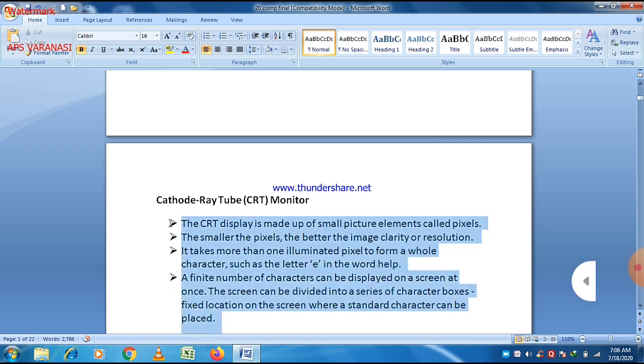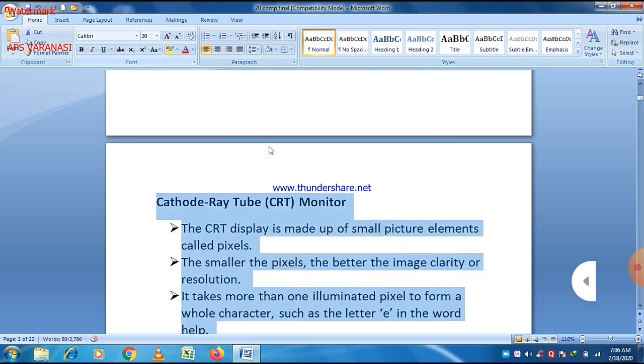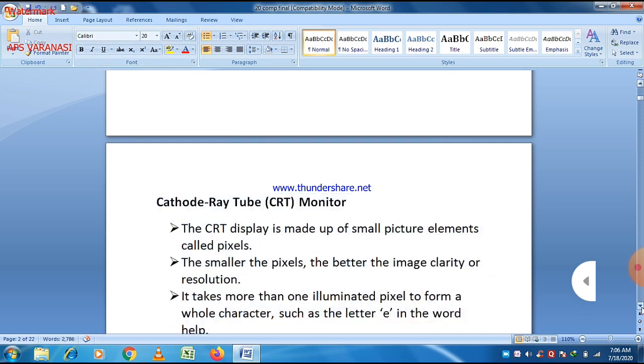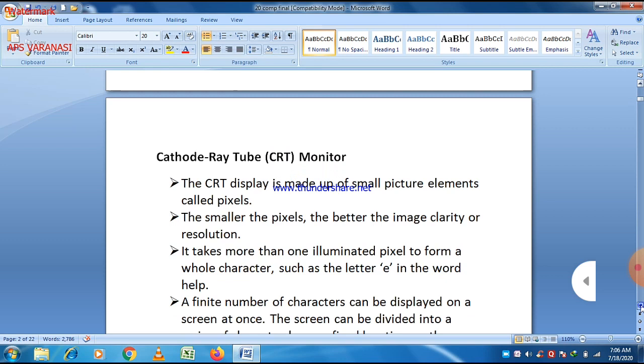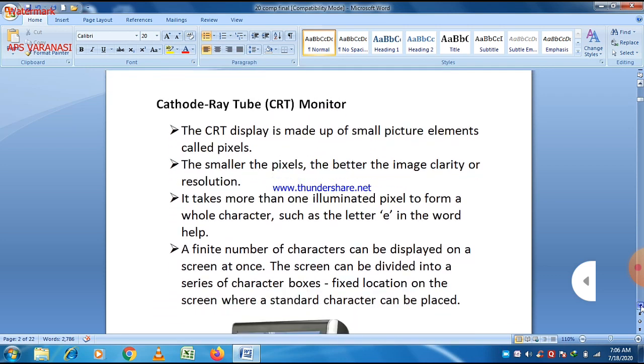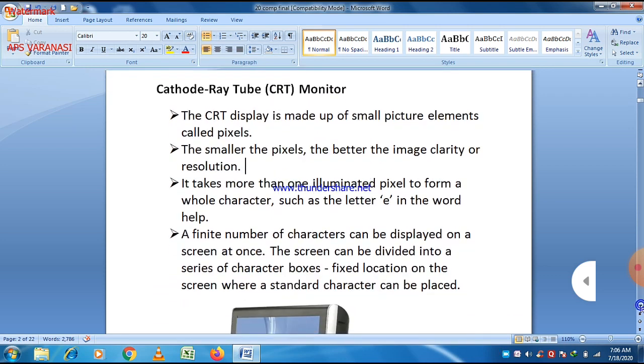CRT or cathode ray tube is basically a technology, and on behalf of that the monitors are also called CRT monitors. The CRT display is made up of small picture elements called pixels, and the smaller the pixels, the better the image clarity or resolution.